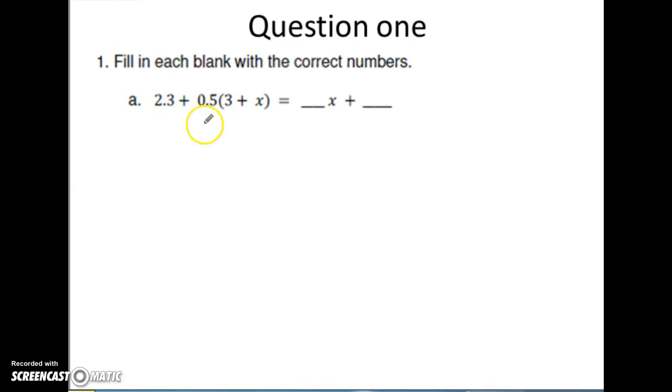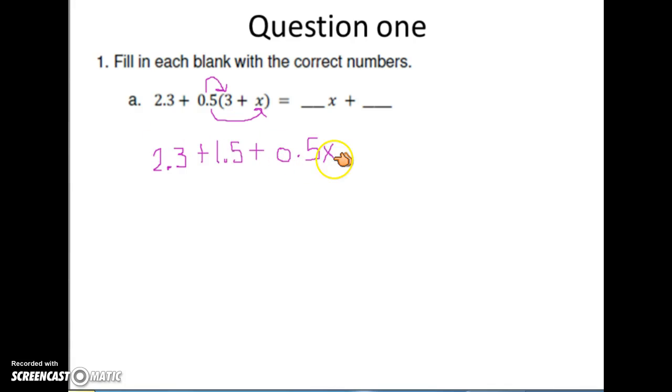So 1A works with the distributive property, and you should have recognized right away that we needed to distribute this 0.5 to both the 3 and to the x. If we did that, our next step would be that we had the 2.3, which we hadn't used yet, plus 0.5 times 3, which would be 1.5. And then we'd also have the 0.5 times the x. And since we don't know what x is, we have to leave it in this form right here.